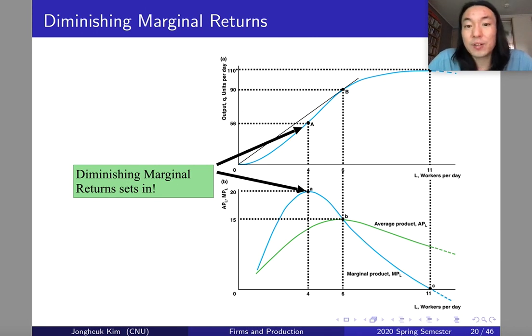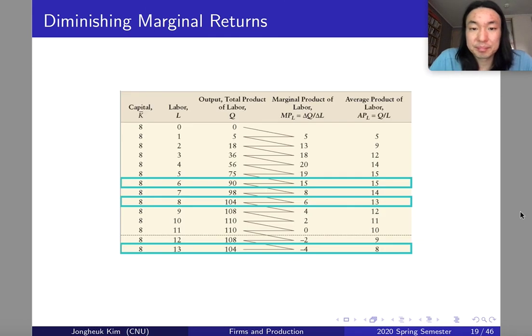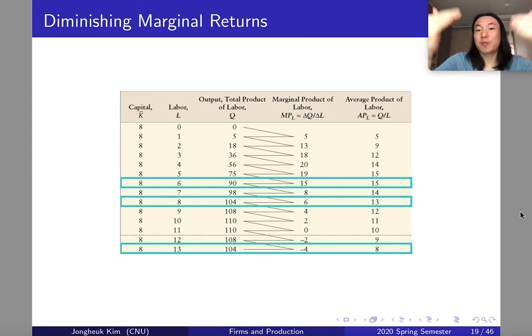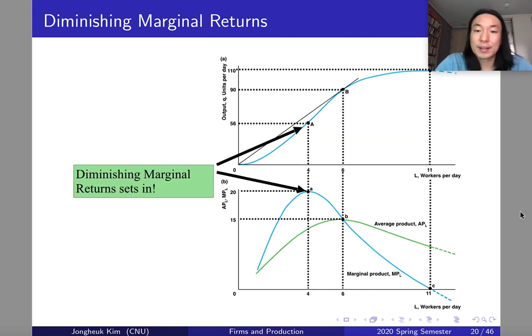Until 4 units of labor, as we see here, your MPL is increasing. But after 4 units, your MPL is decreasing, but still positive. But after 12 units of labor, it is going negative. It is shown in the bottom picture with the blue line. So at point A, there is the starting point of the diminishing marginal returns. And at point B, the MPL graph crosses the APL at its maximum point. So we can find these 2 findings here.